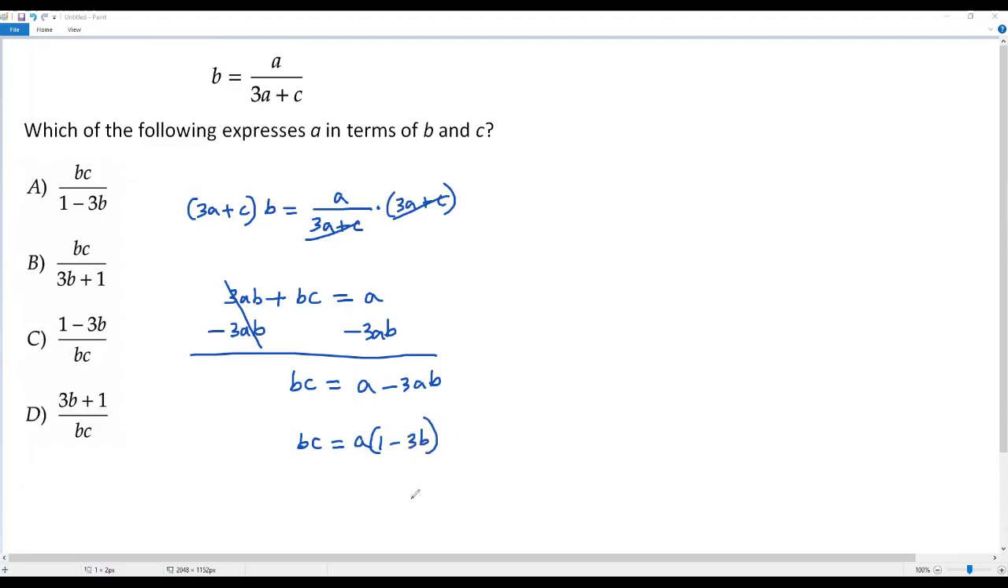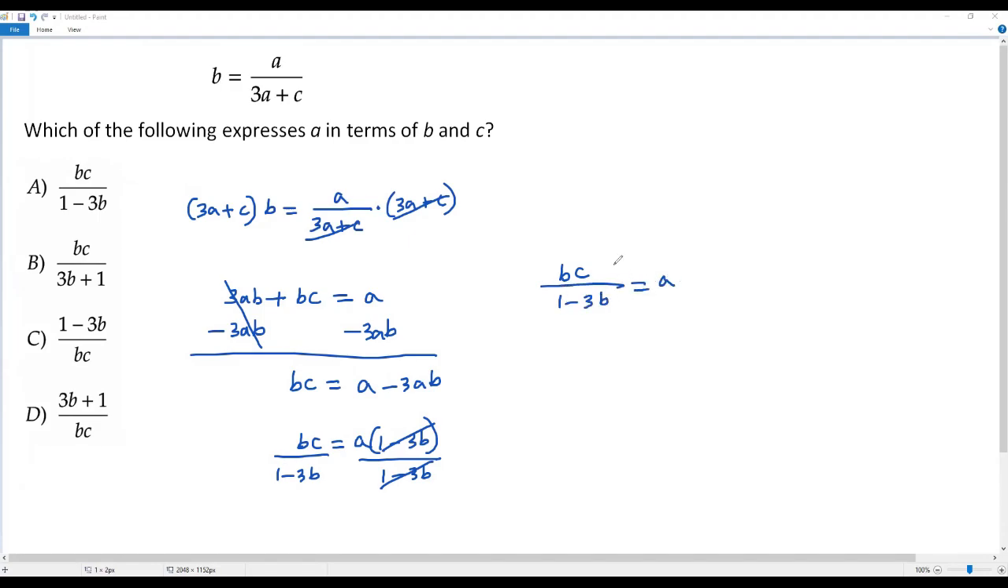Okay, my aim is to get the value of A in terms of B and C. Okay, let me divide both sides by 1 minus 3B to get this one. Let me do it on the left side. That is 1 minus 3B. So this 1 minus 3B and 1 minus 3B will cancel out. I am getting BC divided by 1 minus 3B equals A.